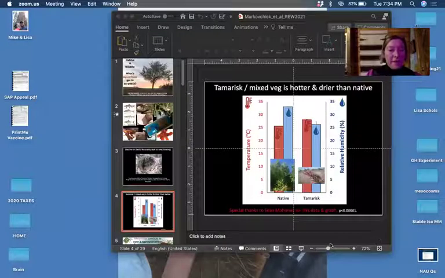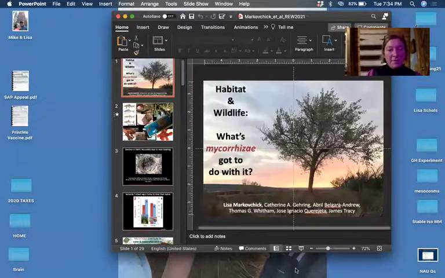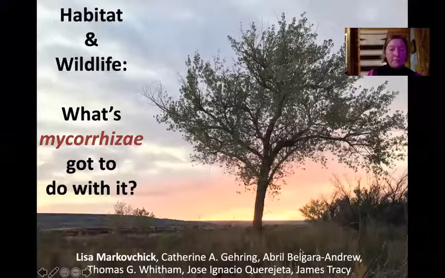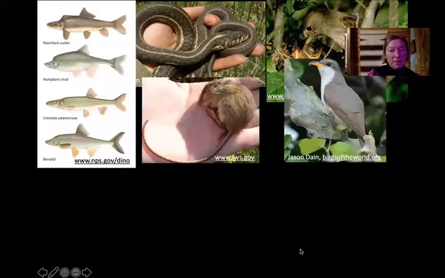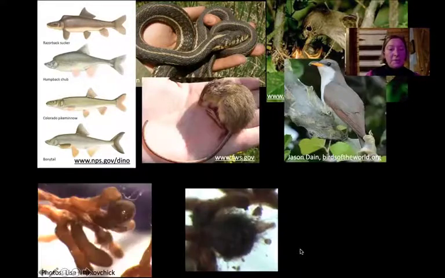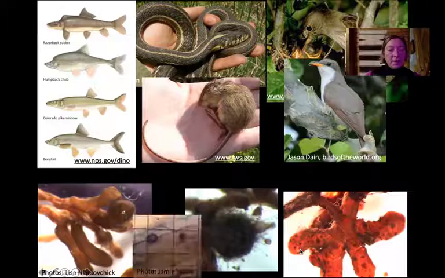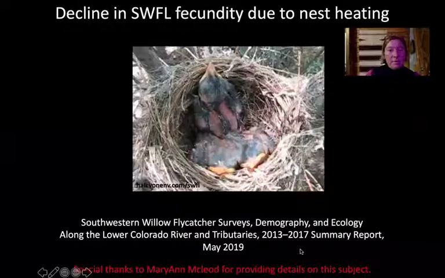And I am here to talk to you today about habitat and wildlife and what mycorrhizal fungi have to do with that. So you might wonder why, when you probably care a lot about these guys, I want to talk to you about these guys. And I'm going to use the southwestern willow flycatcher as an example today.